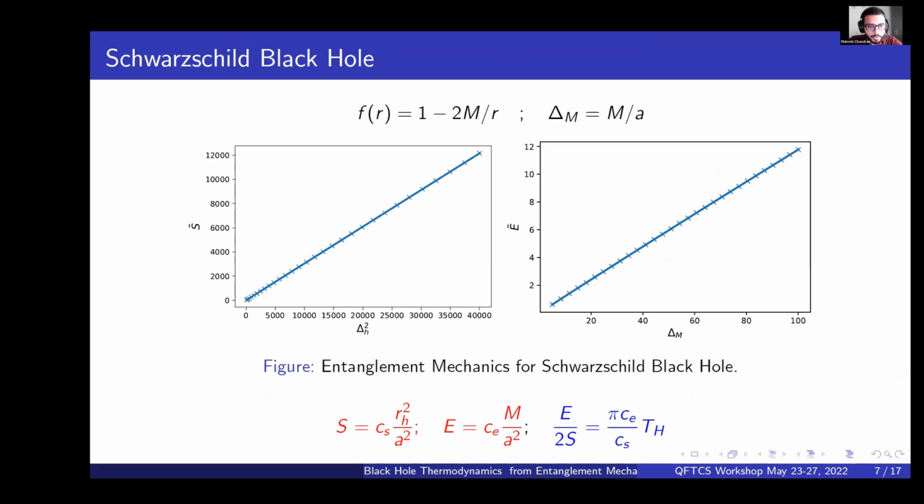Now, let us look at how the results turn out. We'll start with the simple case of a Schwarzschild black hole, where we have an f(r) of the form 1 minus 2 by r, which is very familiar to all of us. As it turns out, the entanglement entropy follows an area law, which is expected, but entanglement energy follows a linear relation with mass. And we see that the ratio of E by 2S gives us a quantity which is proportional to the Hawking temperature.